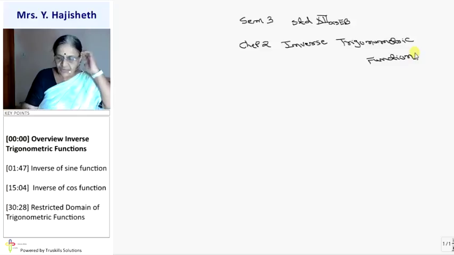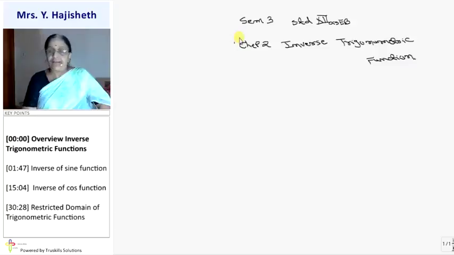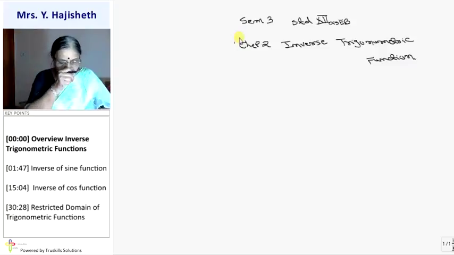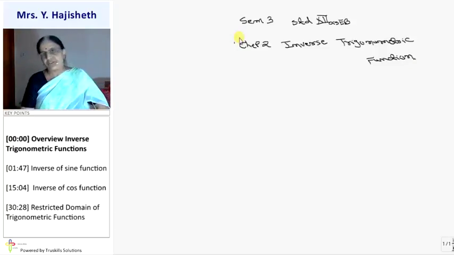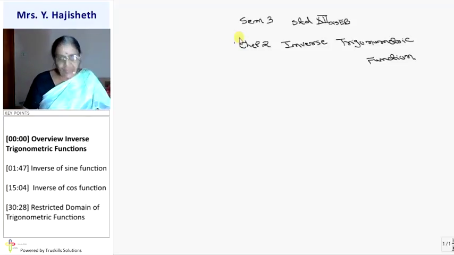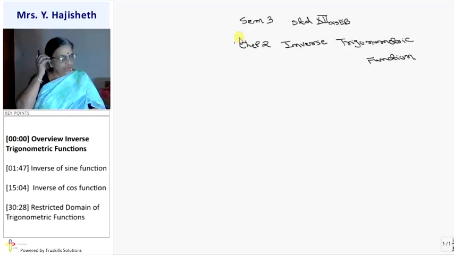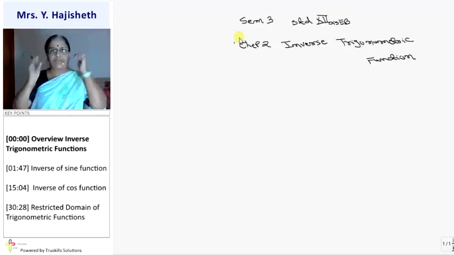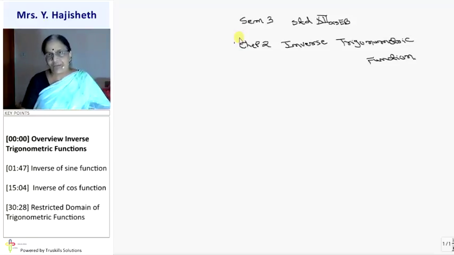Now see, we have learned in standard 10 and standard 11 about a function being 1 to 1 and onto. And we know in 11 science we have learned that all trigonometric functions are periodic functions. So they are many to one. And you know the inverse of a function exists if and only if the given function is 1 to 1 and onto. But all trigonometric functions are not 1 to 1. They are many to 1. So their inverse does not exist.